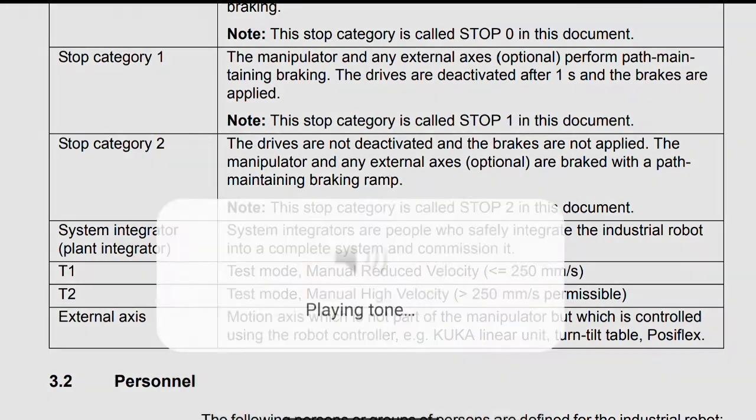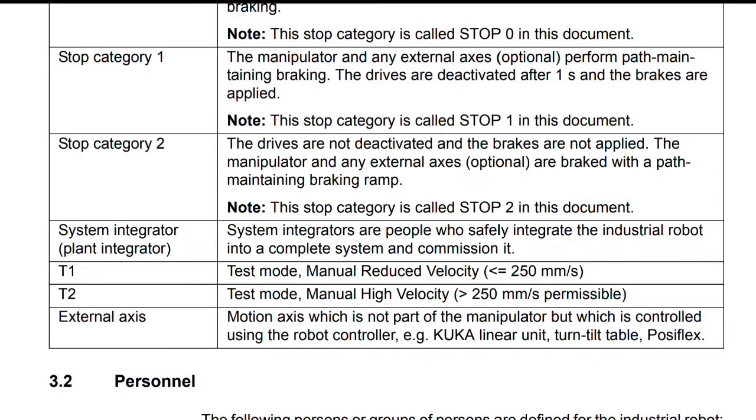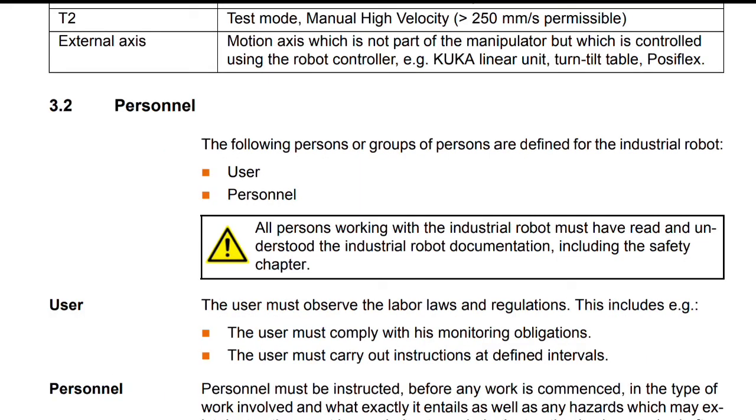External axis, a motion axis which is not part of the manipulator but which is controlled using the robot controller. Example: KUKA linear unit, turn-tilt table and Posiflex. Next, personnel. The following persons or groups of persons are defined for the industrial robot: user and personnel. All persons working with the industrial robot must have read and understood the industrial robot documentation, including the safety chapter.